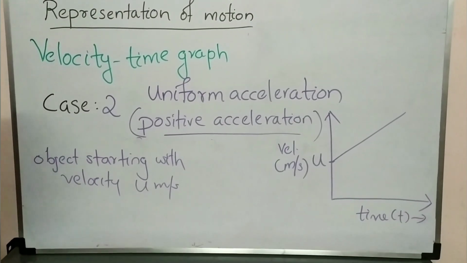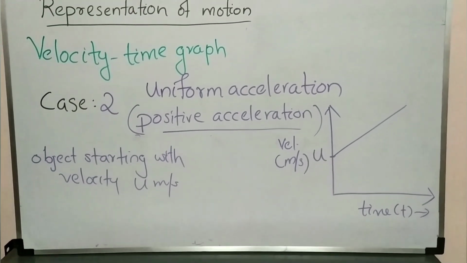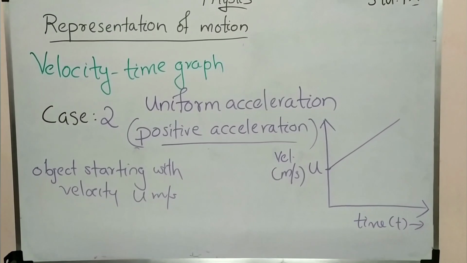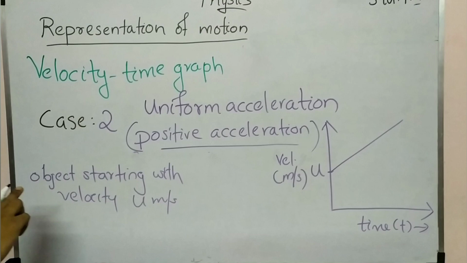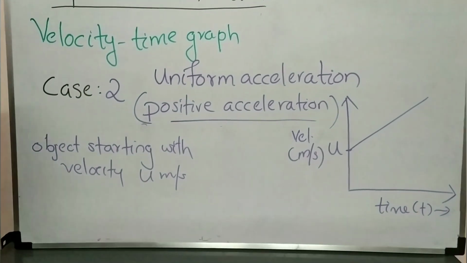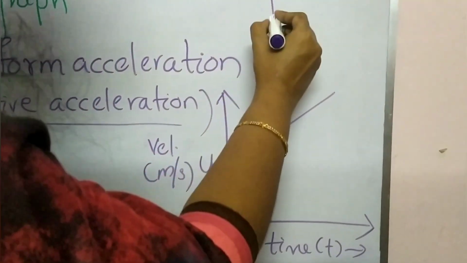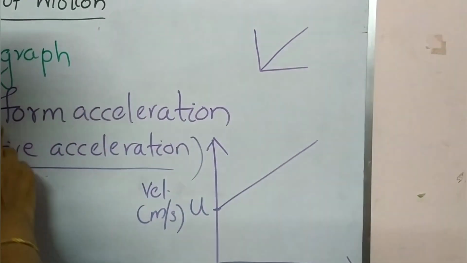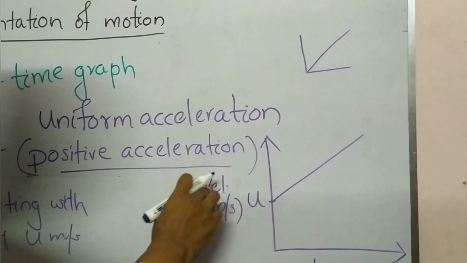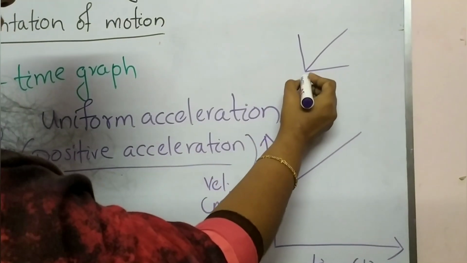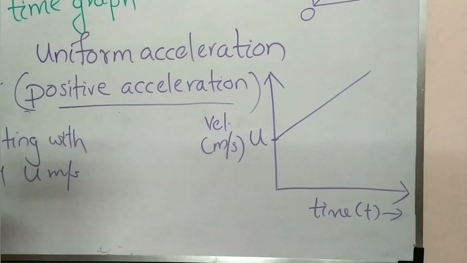Children, next we can consider the object starting with a velocity. The first case we studied had initial velocity 0, starting from rest. Now you have to consider the object starting with a velocity u meter per second. Then you can't start from the origin. Here also we are discussing uniform acceleration; the object is moving with positive acceleration. If the object is starting from rest, you start from the origin. But in this case it is moving with a velocity.